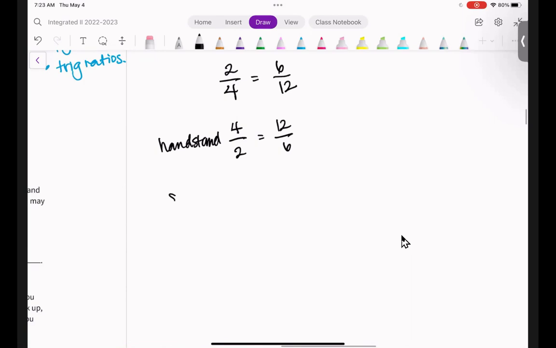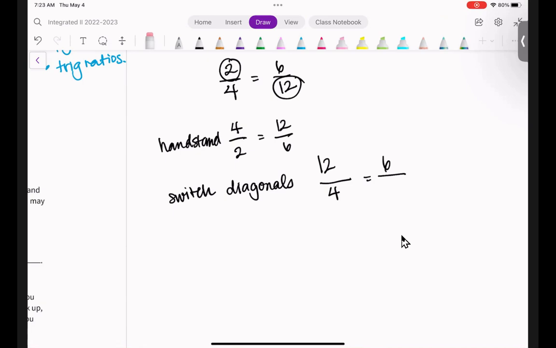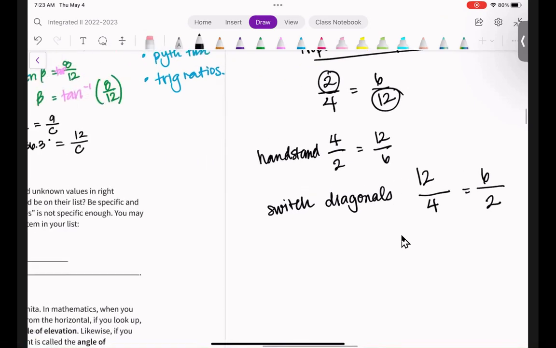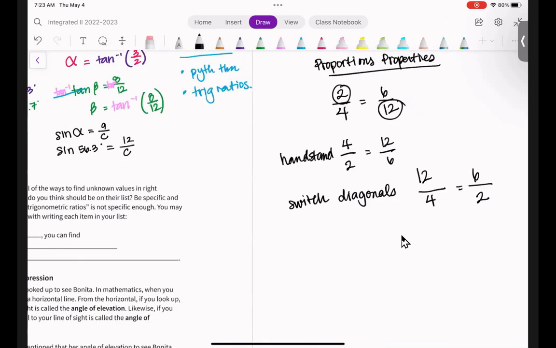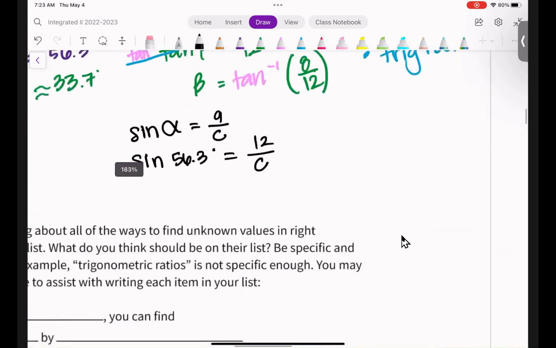So I can switch diagonals. This has to do with a couple of things, but I won't explain it right now. So I can switch 2 and 12, so it'll be 12 over 4 equals 6 over 2, which both equal 3. So you could just pick whatever you want. If you don't remember those, that's not a big deal. You would just solve it like normal.